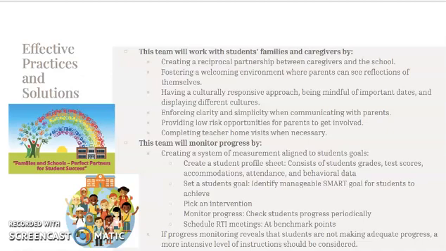This team will monitor progress by creating a system of measurement aligned to students' goals. Create a student profile sheet which consists of students' grades, test scores, accommodations, attendance, and behavioral data. Set a student goal by identifying manageable SMART goals for students to achieve. Pick an intervention. Monitor the progress by checking students' progress periodically and scheduling RTI meetings at their benchmark points. If progress monitoring reveals that students are not making adequate progress, a more intensive level of instruction should be considered.